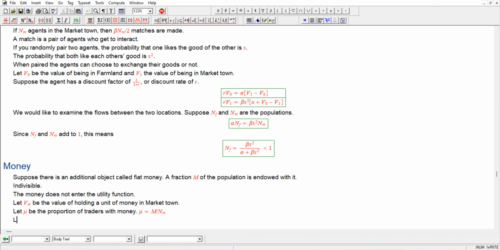Next, there's going to be one more object we need here. Let little pi, which we're going to bound between 0 and 1, be the probability that someone accepts money in trade, where this number little pi is a choice variable. In other words, if I'm in Market Town and I do not have money, I still, as a strategy or as an action, have a probability pi of accepting money if I bump into someone and they offer it to me.